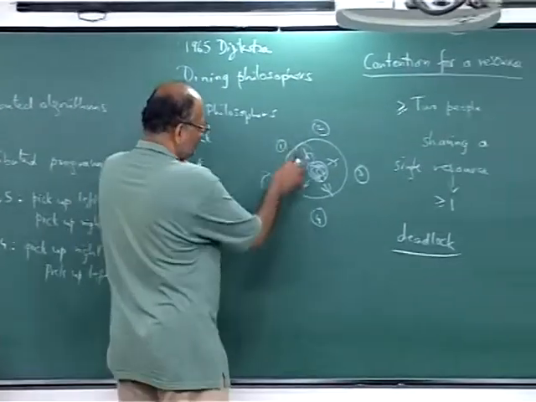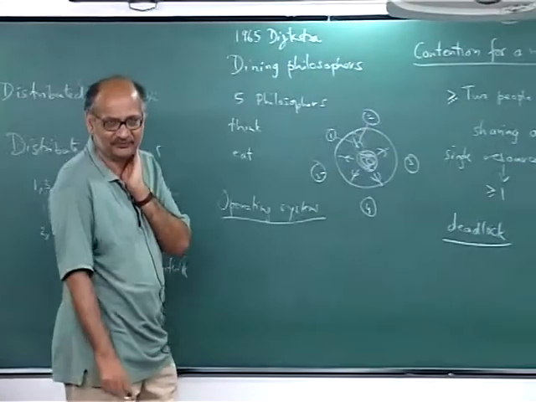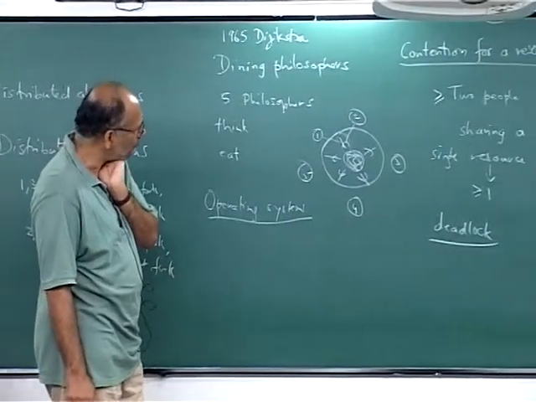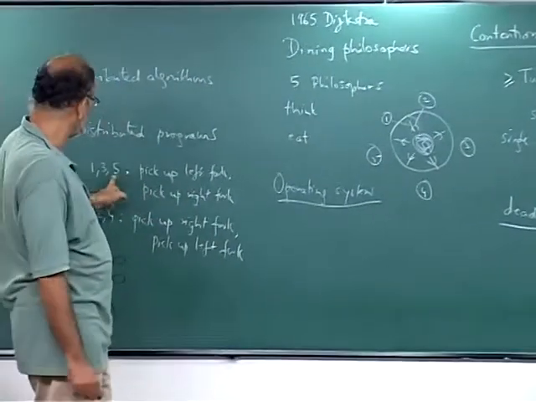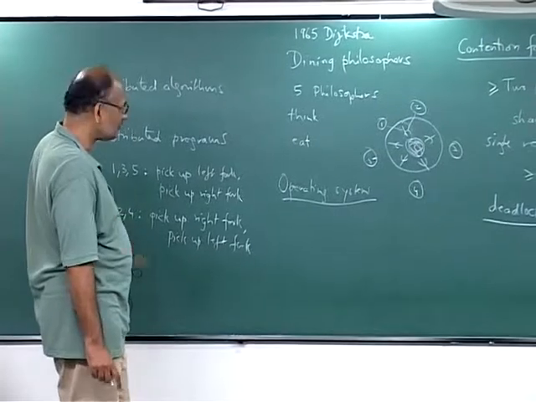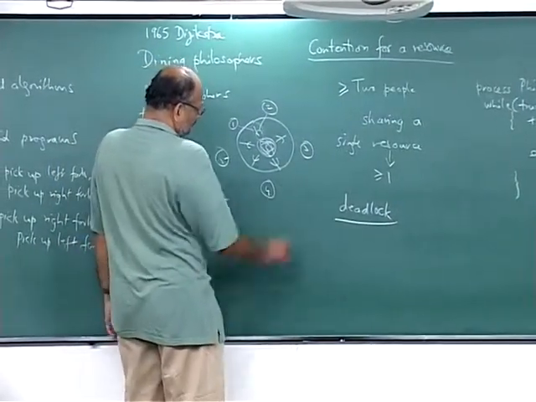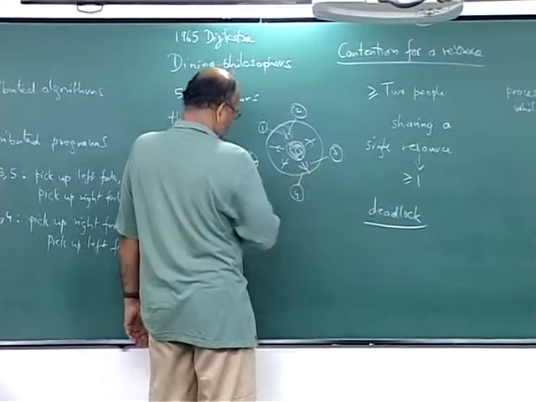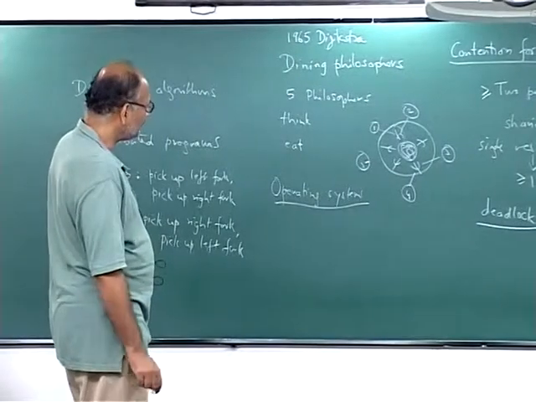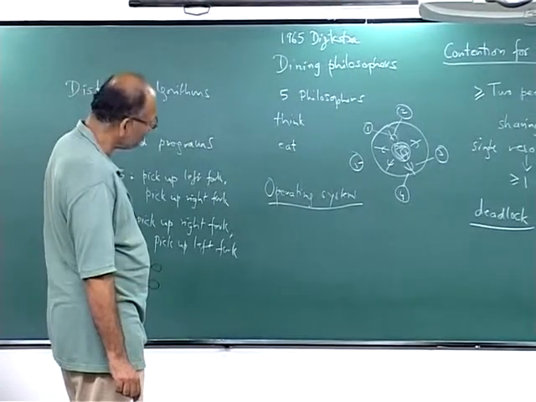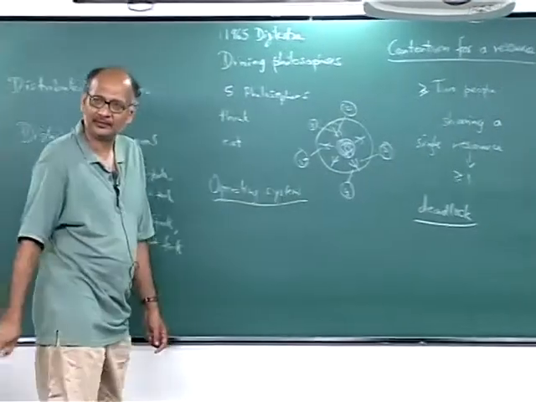So you are saying, okay, let's consider this. There is contention between these two guys. Okay, so this is for 1 and 2. Now let's see 3. What does 3 do? 3 picks up the left fork, 4 picks up. Okay, fine. Now what does 5 do? 5 picks up the left fork.